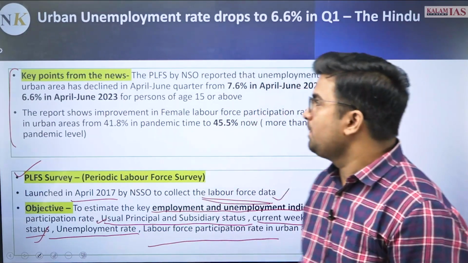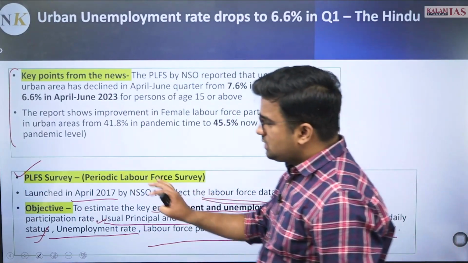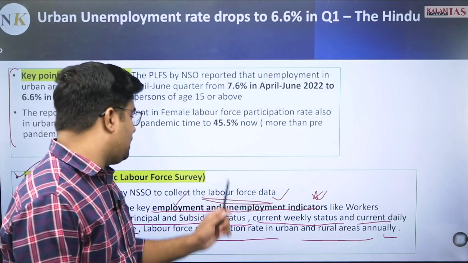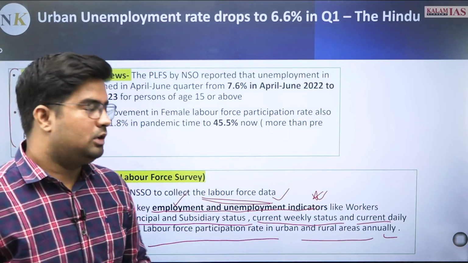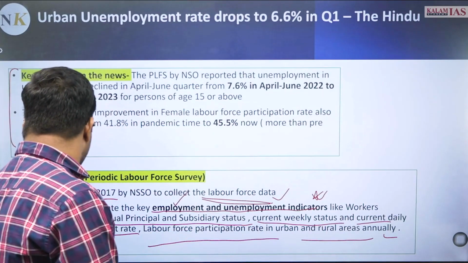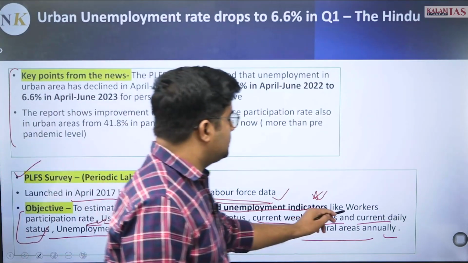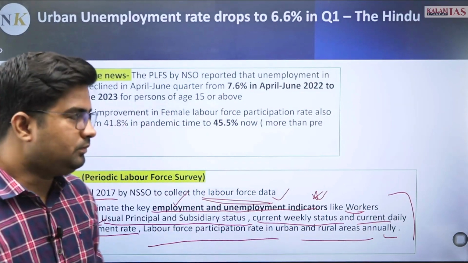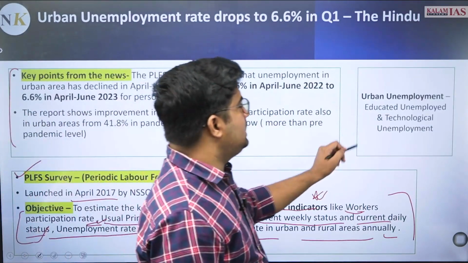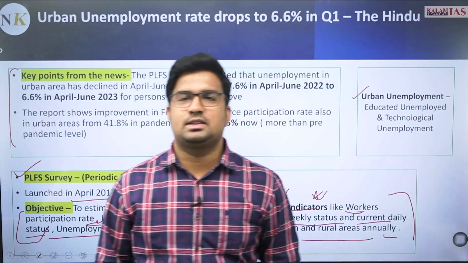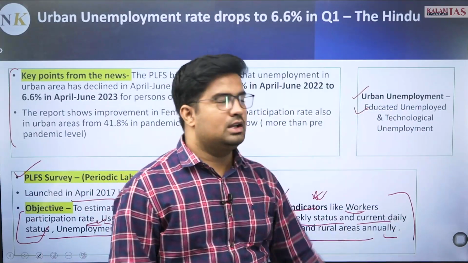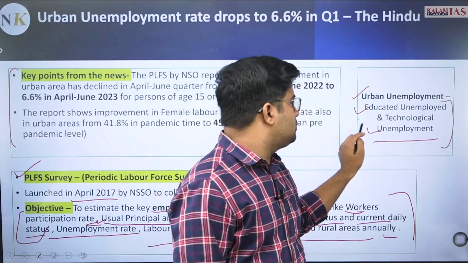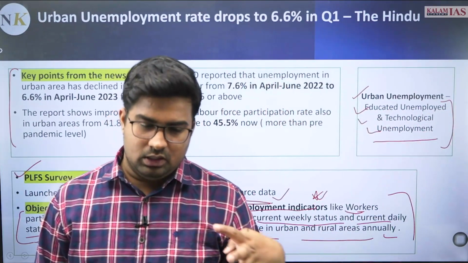Further, with this you understood the PLFS survey, क्या है, क्या काम है, what the key indicators are, employment and unemployment indicators. Now we will go ahead with understanding what these key components are, and we will understand the key concepts of this segment. Before that, the major reasons of urban unemployment are that largely people face either educated unemployment or technological unemployment. These two are the larger segments in urban areas.